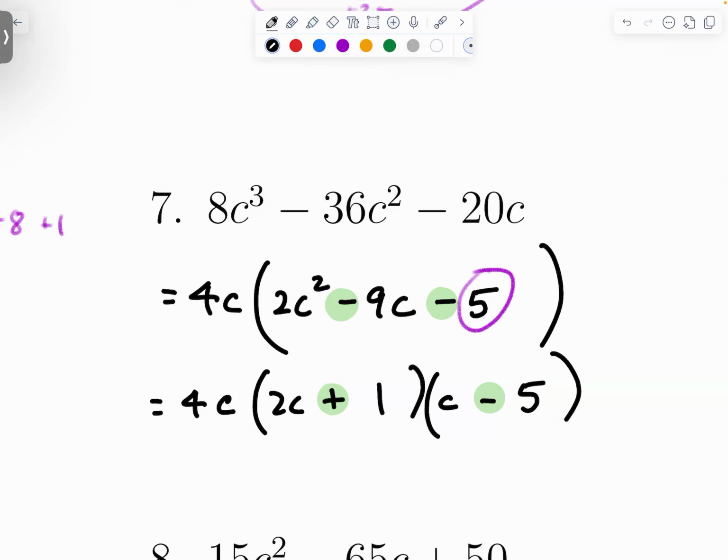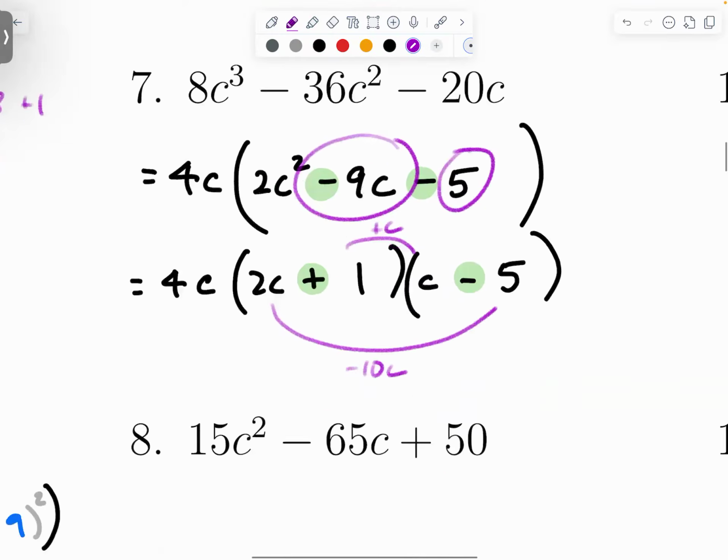How can you do it so fast? How do you know? Because my mental math already got me negative 10c and positive c. That's going to give me minus 9c. Okay? Trial and error. It's all mental math. Okay? Got to step up the game.